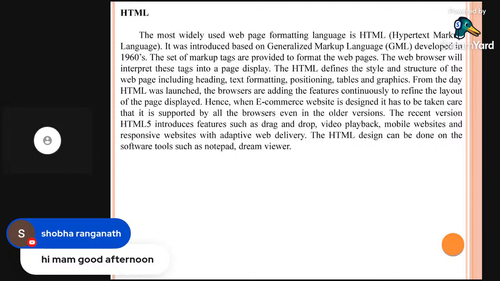HTML defines the style and structure of web pages, including headings, text formatting, even positioning tables and graphics. From the day HTML was launched, the browsers have been adding features continuously. Hence, when an e-commerce website is designed, this has to be taken care of. The recent version, HTML5, introduced features like drag and drop, video playback, mobile websites, responsive websites, adaptive web delivery, and other things. HTML design can be done on software tools like Notepad, Dreamweaver, etc.